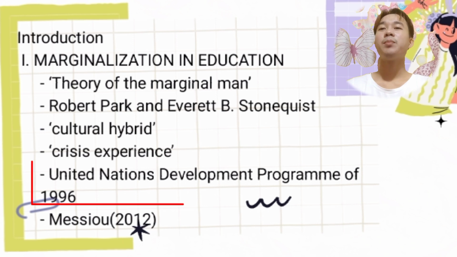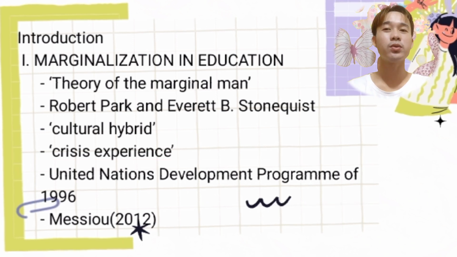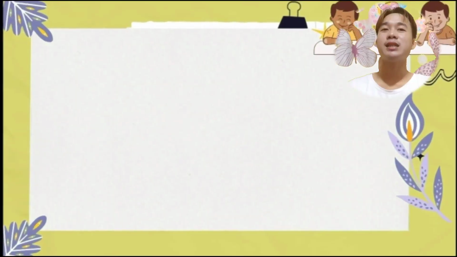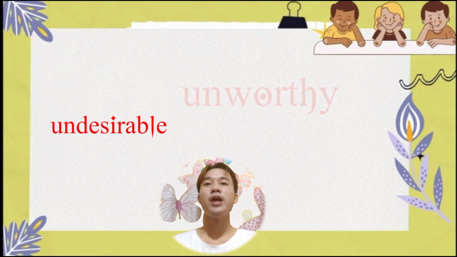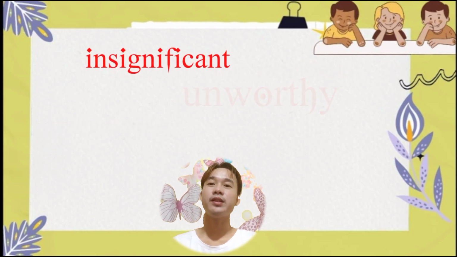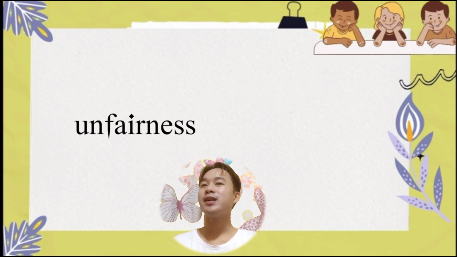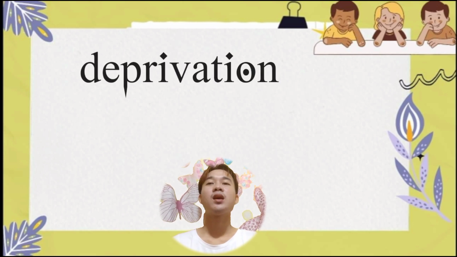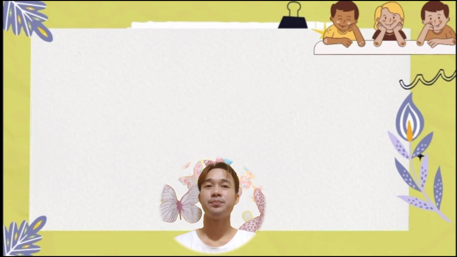The United Nations Development Programme of 1996, as cited in Michaud of 2012, also defines marginalization as the state of being considered unimportant, undesirable, unworthy, insignificant, and different, resulting in unfairness, deprivation, and enforced lack of access to mainstream power.